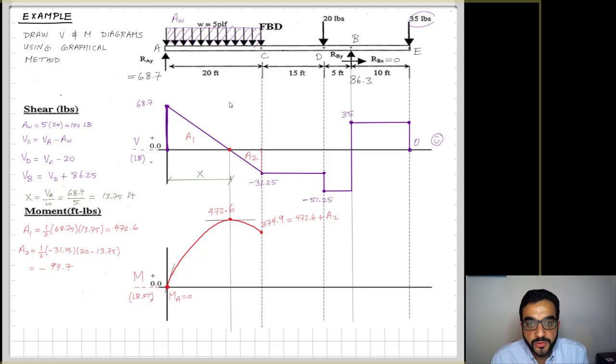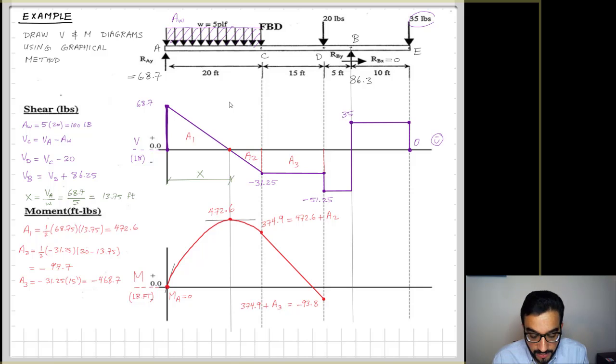How to connect the points? Starting with a 0 slope to a slope value equal to the shear value, negative 31.25. So I end up with this parabolic shape. And then what would be the next point of interest? It's point D, so I'm calculating A3, and it's just a rectangular shape, so the area A3 will be equal to negative 468.7. This means I'm dropping by 468.7 from C to D. So that will bring me to a negative moment value of negative 93.8.